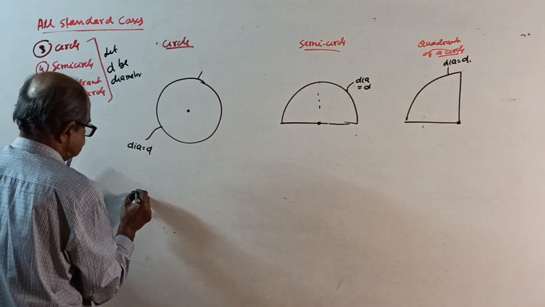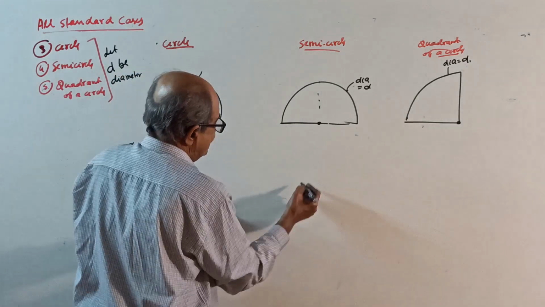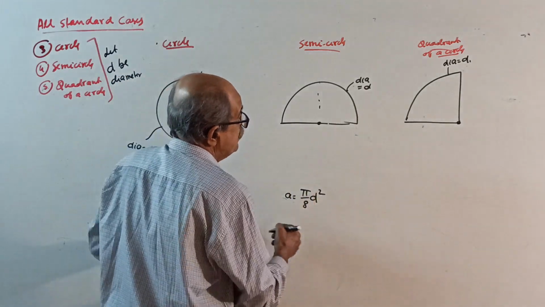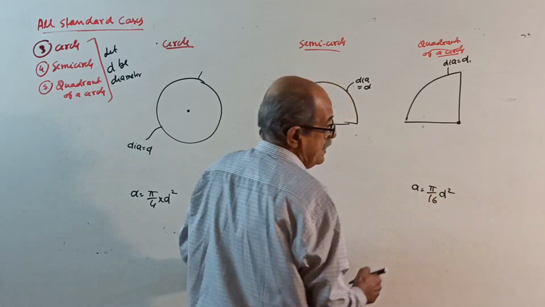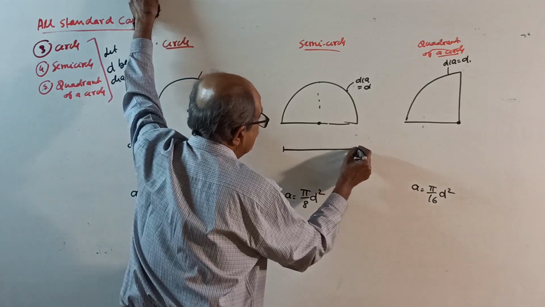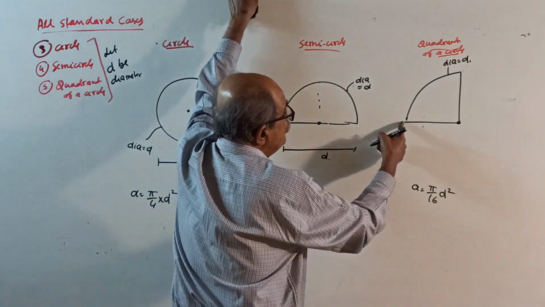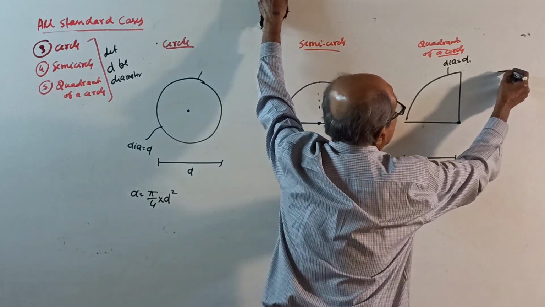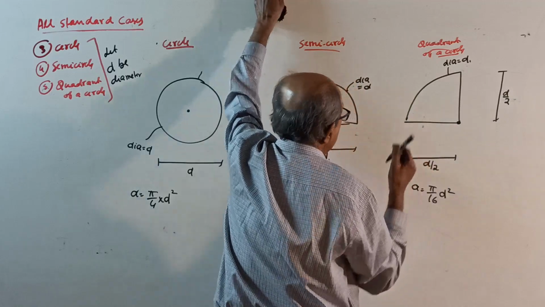Now area. Circle: 5/4 of diameter square. Semicircle area: half of that area, 5/8 of diameter square. Quadrant area: 5/16 of diameter square. Then, this is the diameter. You know it. Here, the diameter you cannot see. This is not the diameter. This is diameter by 2. This also is diameter by 2. You should know it.